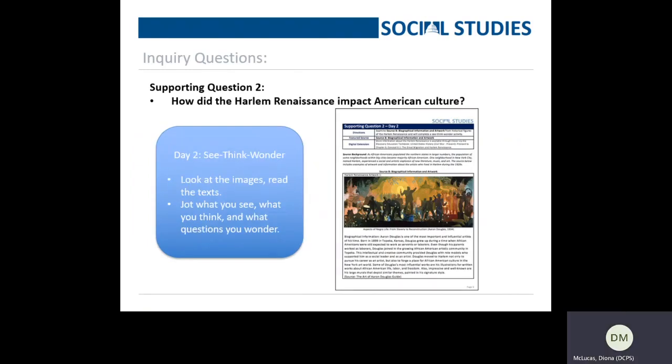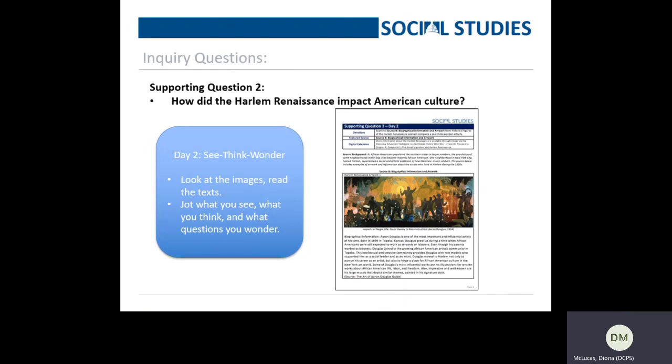We will then take 2 days to study the second supporting question. How did the Harlem Renaissance affect American culture? Harlem is an important neighborhood in New York City where many famous African American writers and artists lived, especially during the 1920s and 1930s. On day 2, you'll look at artwork and short biographies of the artists.